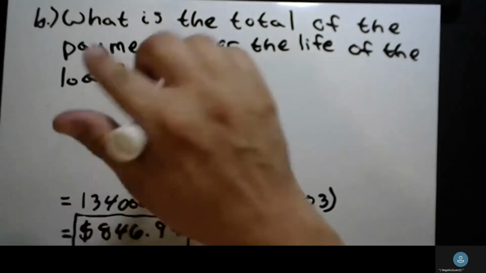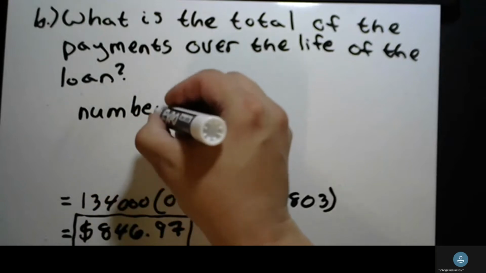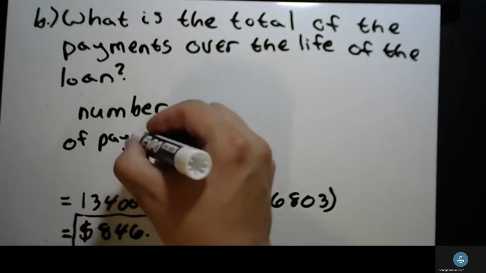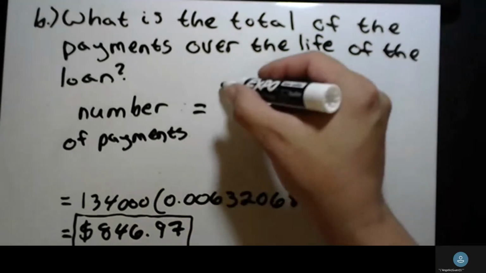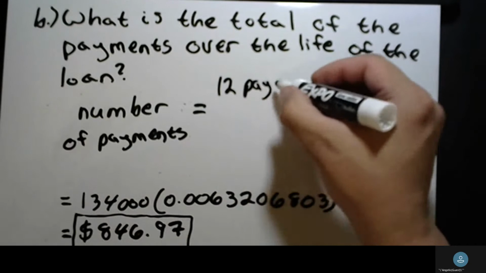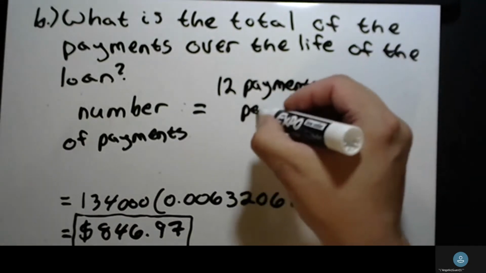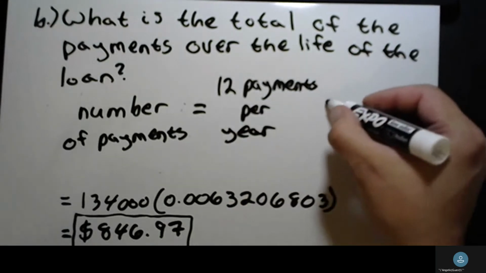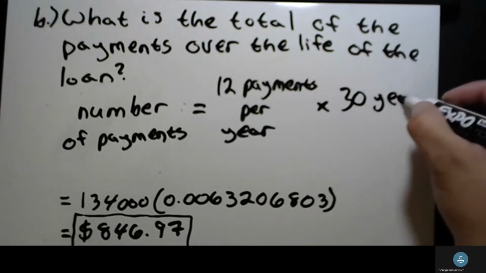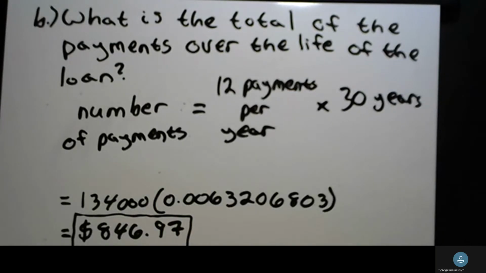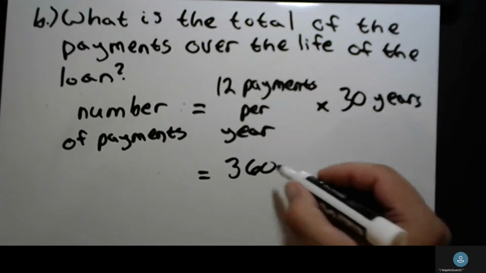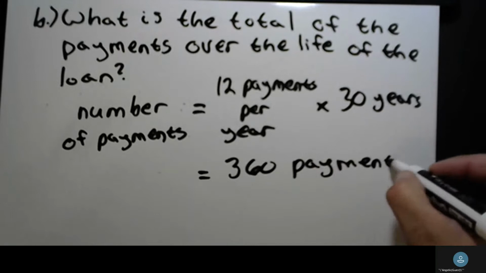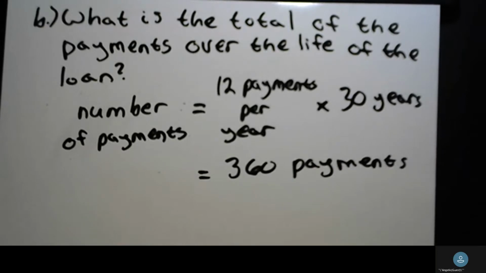Or let's say number of payments. Well, the number of payments for the life of the loan, we have 12 payments per year times 30 years. And this will turn out to be 360 payments. So for the entire life of this loan, we're going to make 360 payments.